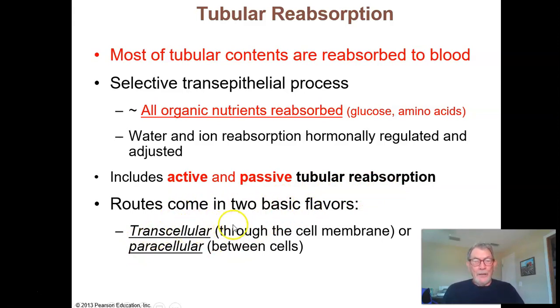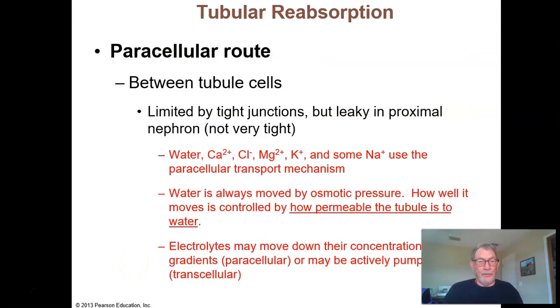Transcellular means it actually goes in one side of the cell and out the other, so it's crossing the cell itself. It's got to have importers and exporters on the cell membrane. Paracellular means between the cells. So these cells have tight junctions, but they're not all that tight. So some things are able to move between the cells to get from the tubule back into the blood or vice versa.